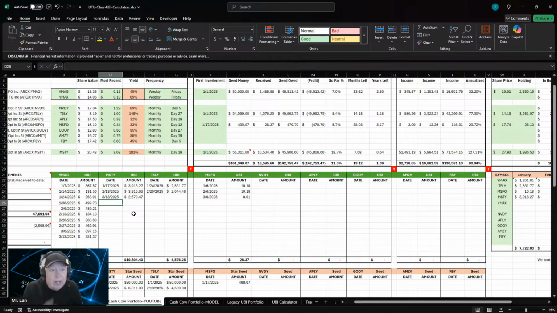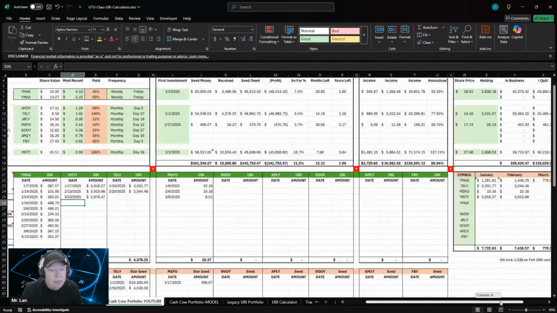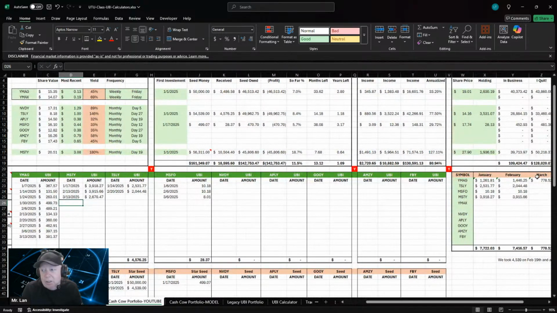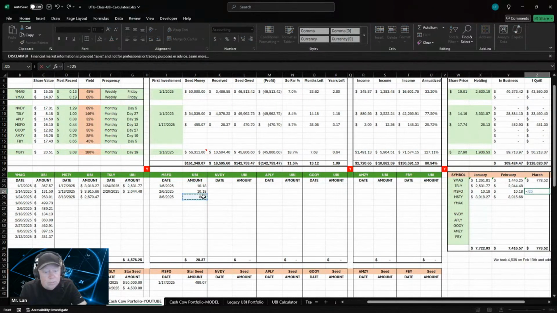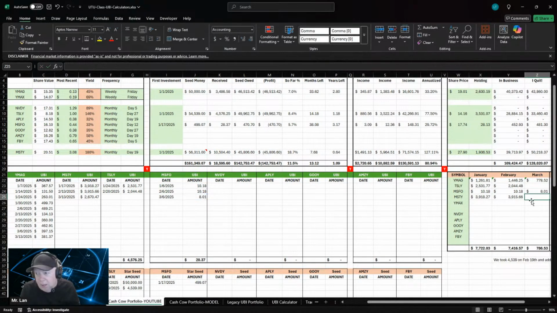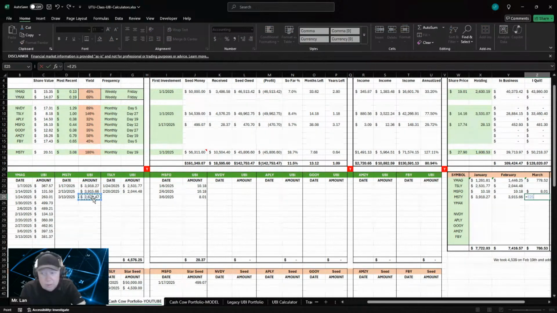MSTY. We haven't got paid on Tesla yet. So let's see. Let's update. We brought our YMAG in for March. Tesla, we didn't get paid on yet, so that actually should go down underneath. MSFO, we got paid on. So we got to go auto sum. Actually, we're just going to go equals. And over here for Misty, we're going to go equals this one.